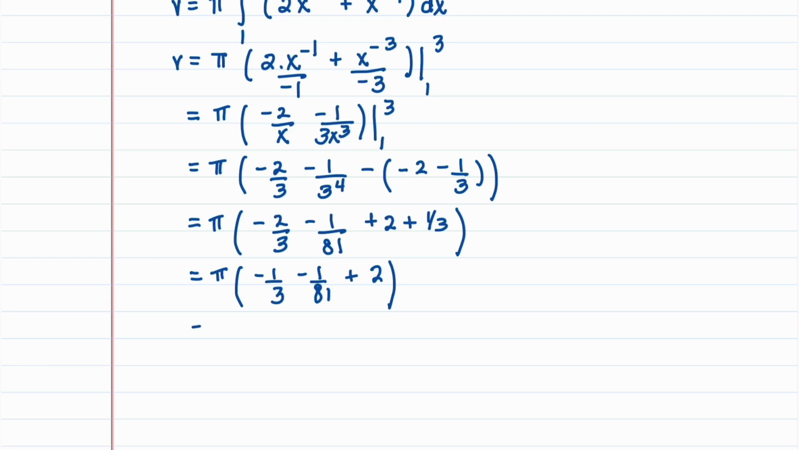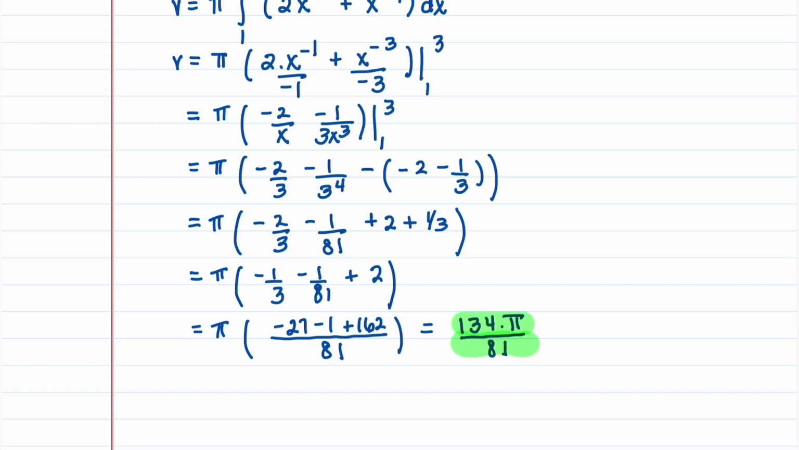It looks like we need to get a common denominator of 81. I know that sounds terrible, but it won't be as bad as it looks. 3 goes into 81 27 times, so we have a minus 27. We have a minus 1, and then 2 times 81 is 162. This gives us then an answer of 134 times pi, all divided by 81. A lot of times when you do these volume problems, you don't get really nice answers.